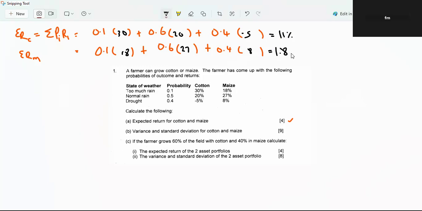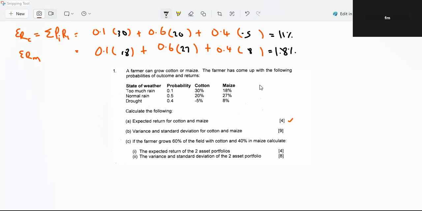In terms of return, which one has a higher return? Cotton. Then that is our 4 marks. Then the variance and standard deviation. How do you find the variance? When calculating the expected return, simply you multiply the probability times return, the probability times the return.